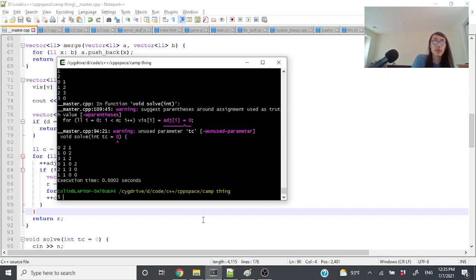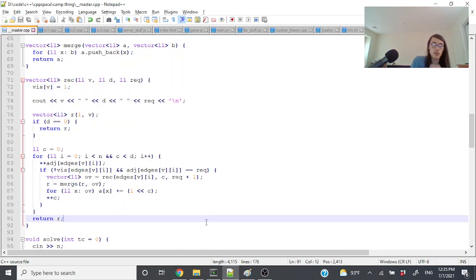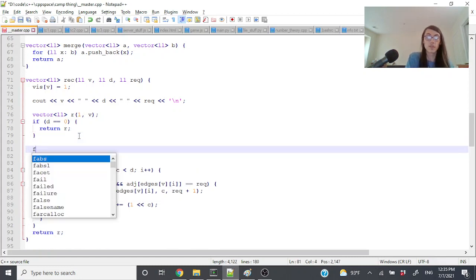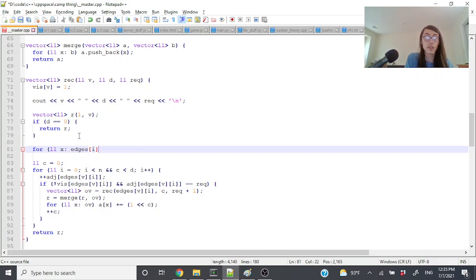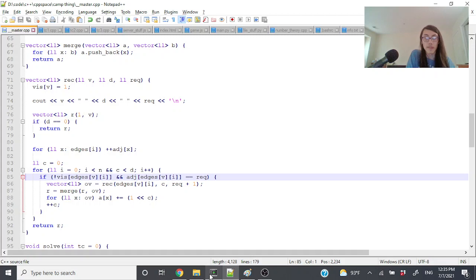And we look at the edges. First we get to 1. Well, okay, wait. First, I think we can do something here. So for LOX edges I plus edge x. Okay. Now we can do it like that. Now we iterate over here. We find the recursion. We return.